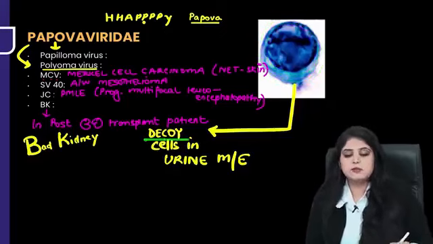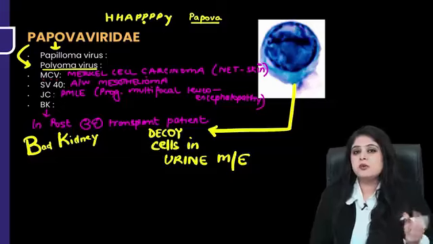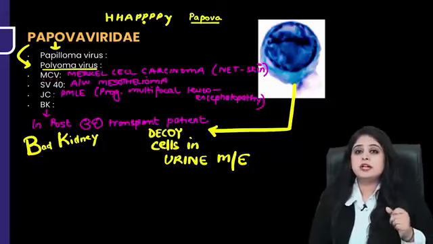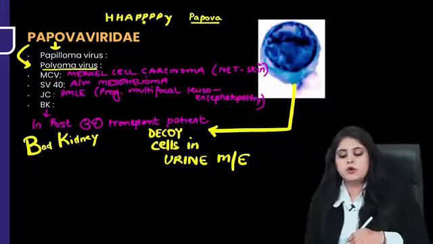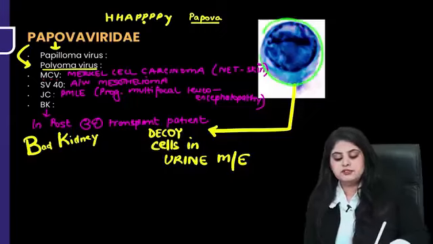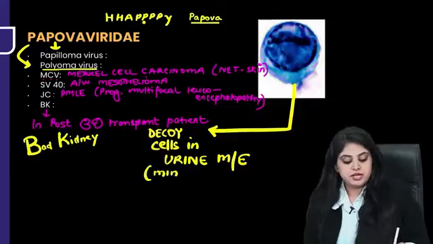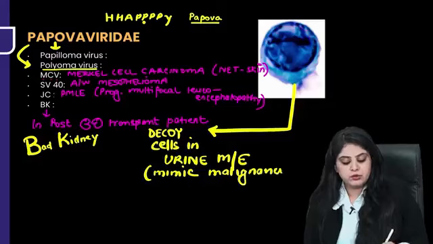So decoy kya matlab hota hai? Decoy means trying to copy someone, just in a very clever manner you're trying to copy someone. So whom is this trying to copy? Socho, such a big cell with such a big nucleus, you'll say, ma'am, this is trying to copy cancer cells. This is trying to mimic malignancy. So that is what I want you to know.